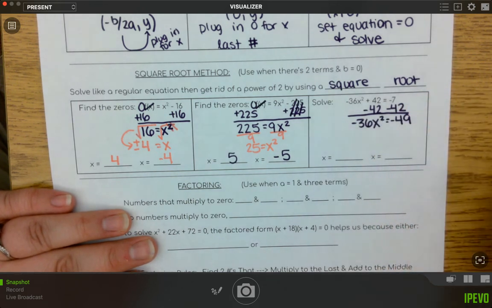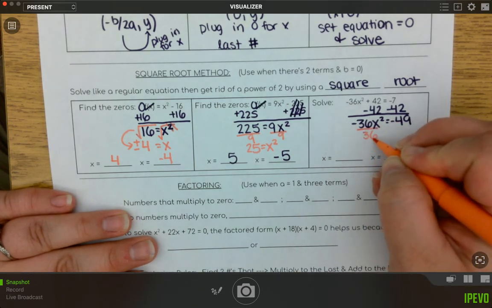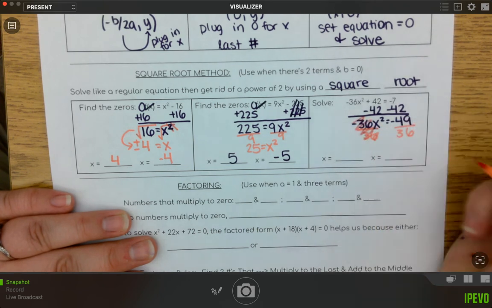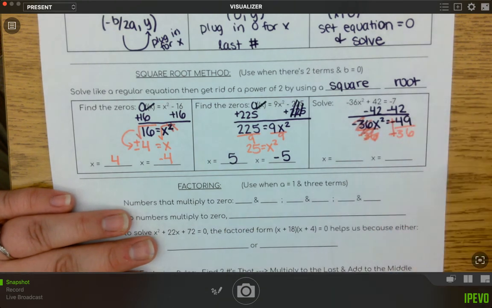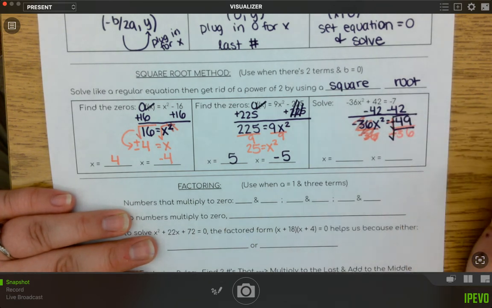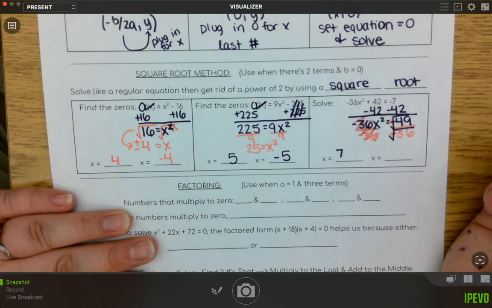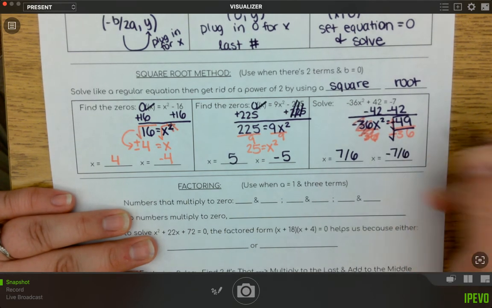Now we're about to get into some fractions. I'm going to divide by 36, but 49 does not divide by 36. So what we're going to do is, negative 36. First of all, those two negatives divide both positive. Do the top and the bottom on their own. So the square root of 49 is 7, and the square root of 36 is 6. So your answer would be 7 over 6 and negative 7 over 6.